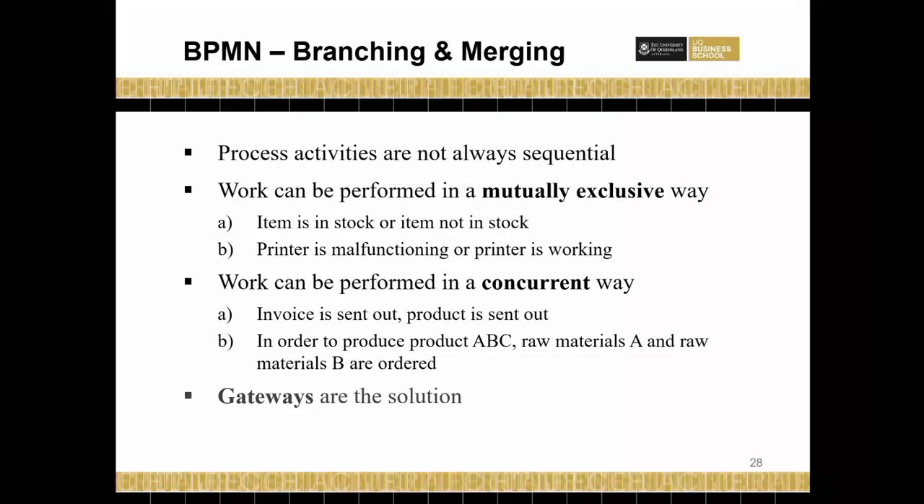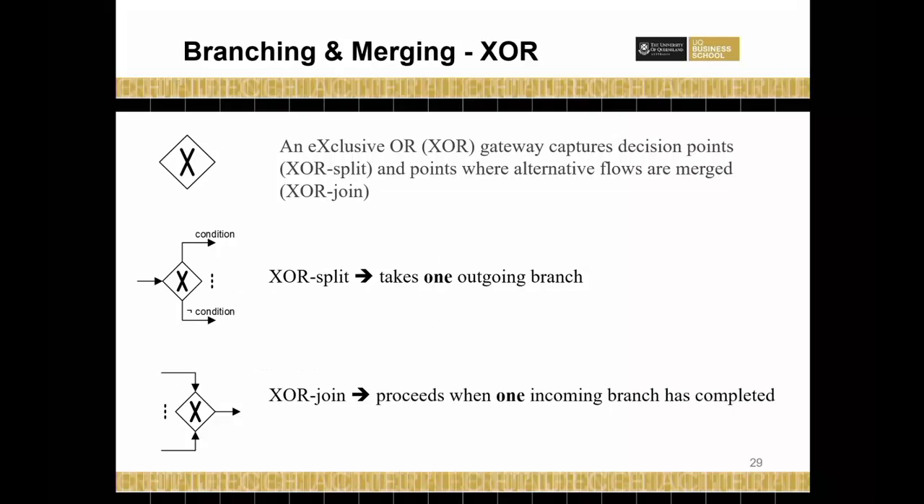So they're mutually exclusive. And if they are concurrent, and that means both ways can take place at the same time, both paths, sequential flows, can happen at the same time, then you would capture them as parallel concurrent ways. And that is when a customer orders a product, the order is processed, and the invoice is sent out at the same time the product is sent out. So things happening at the same time. And how that is implemented is through gateways.